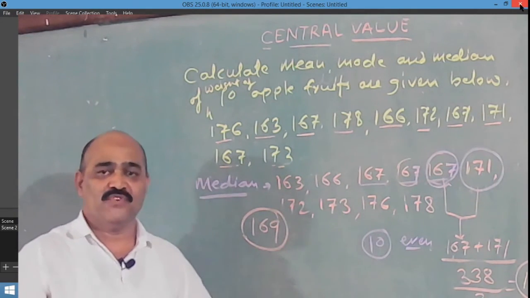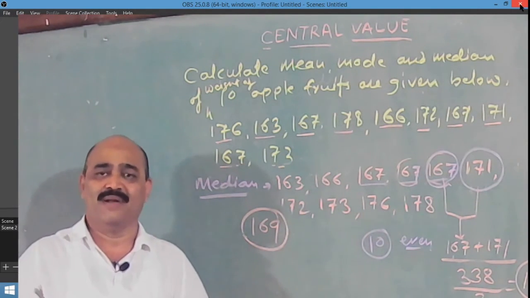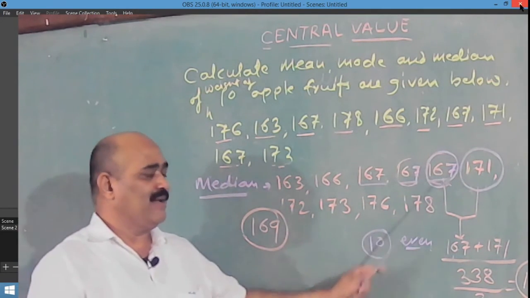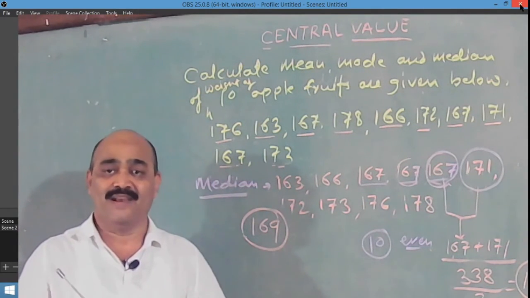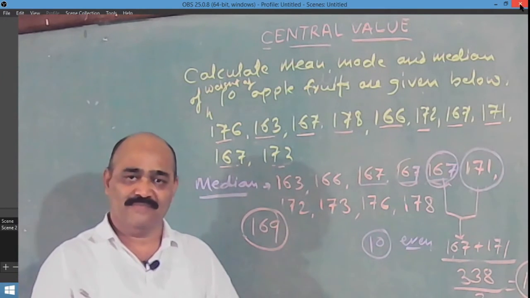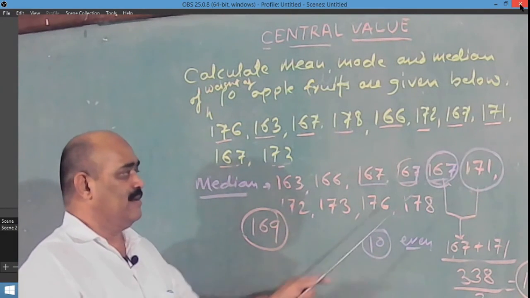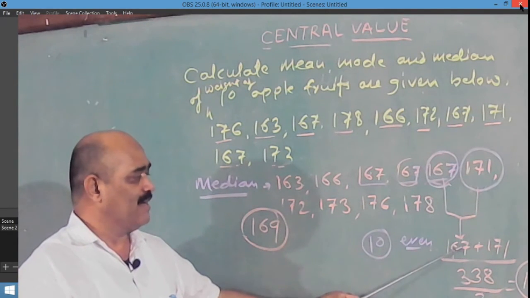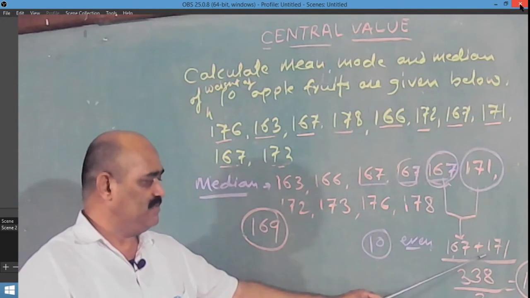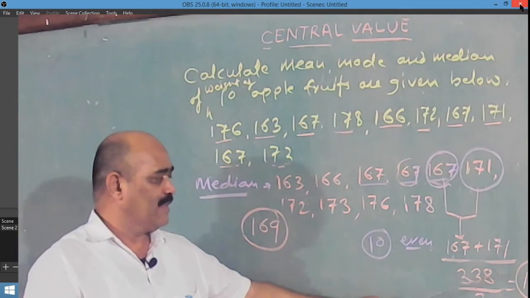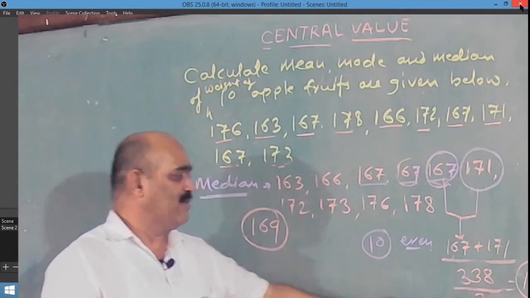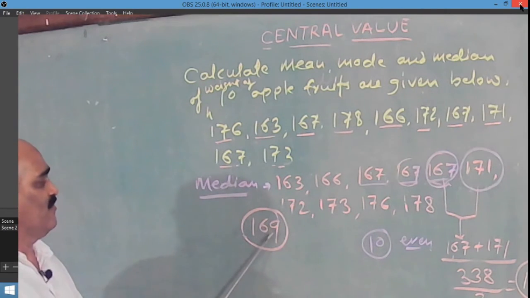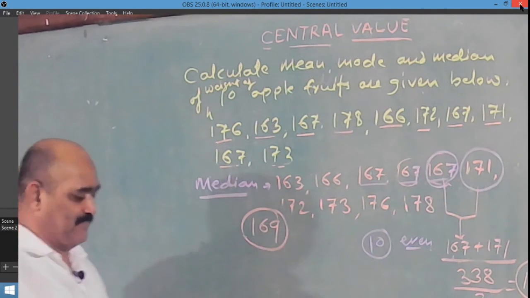If our observations are in even number, then we need to identify the two central observations, sum both observations and divide by 2, and then calculate your median. The median of our data is 169.